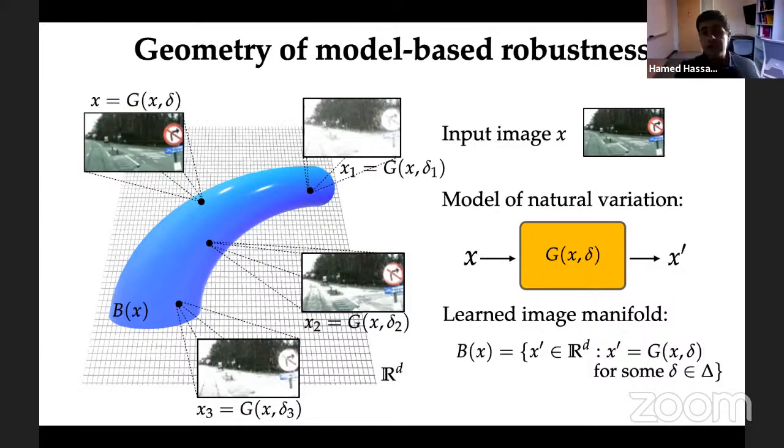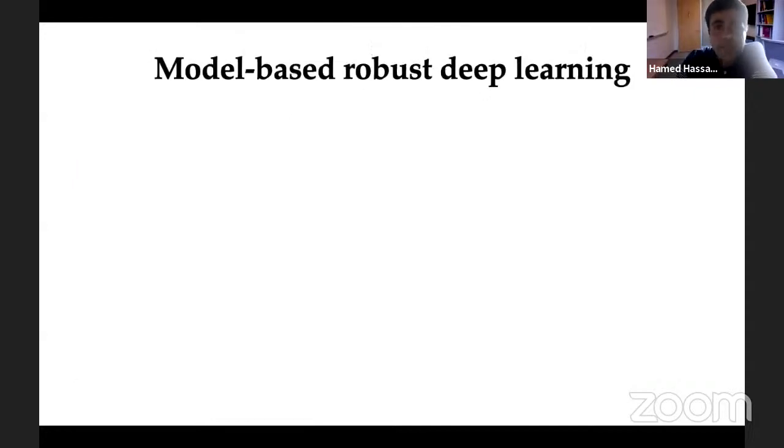This geometric picture should stand in contrast with the epsilon balls in adversarial examples. Remember, in the first part of the talk, we talked about adversarial examples, and the geometry there was very simple. It's just a ball around your point, and then you are searching within that ball. Here, the geometry is slightly more complicated and can be explained using this model G. This gives you a manifold when you vary the nuisance parameter delta. That's how we are thinking about the geometry of such naturally varied images.